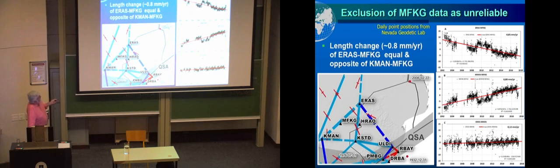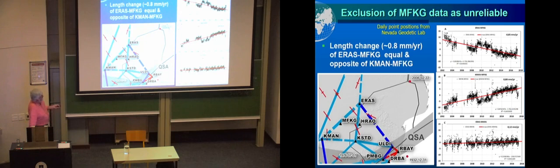We excluded Mafeking as an anomaly. You can see over here that the length change, which is a shortening between Ellisras and Mafeking, is opposed by a lengthening between Kuruman and Mafeking. And Mafeking is showing all kinds of anomalous ups and downs, which indicates to us that there is some local monument instability. That is not a natural effect. It's an artifact of the construction of that continuously operating GPS site.